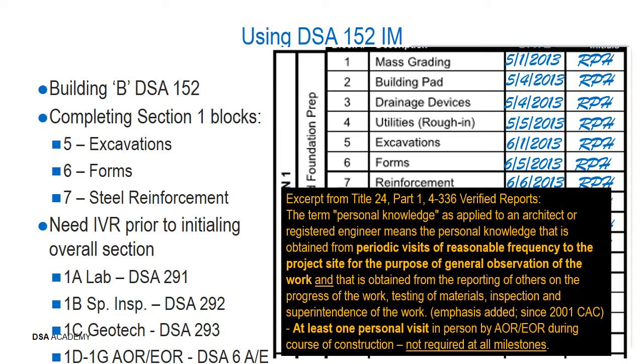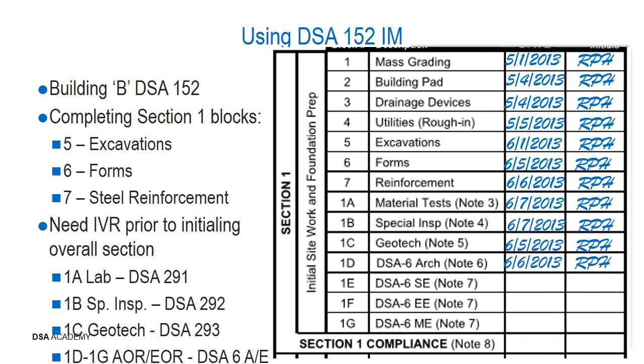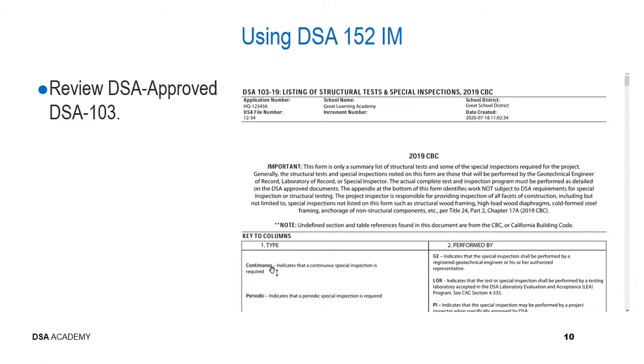So what DSA's interpretation of this particular section means is that there should be at least one personal visit in person by the design professionals during the course of construction. It's not required at all the milestones. However, we would certainly prefer to see that. But from a requirement standpoint, we're just sticking with the at least one per building. So once you've received all of the verified reports from the other design professionals, you can go on ahead and sign that off, and then your section 1 is complete.